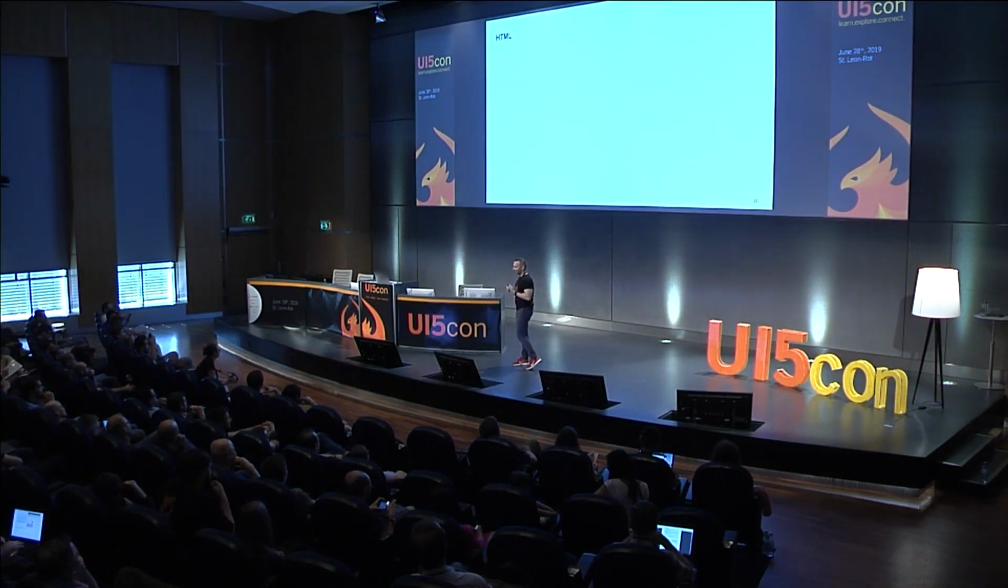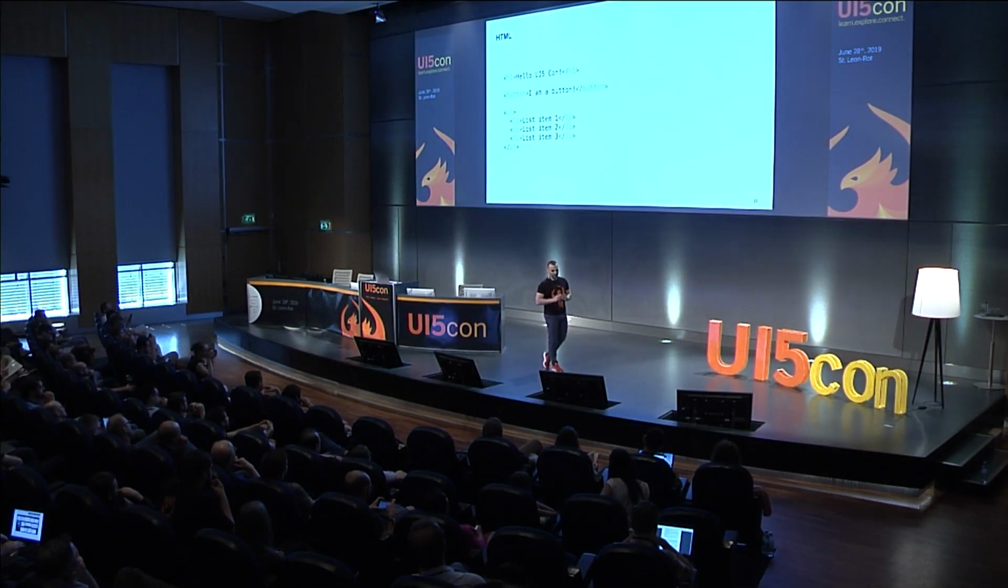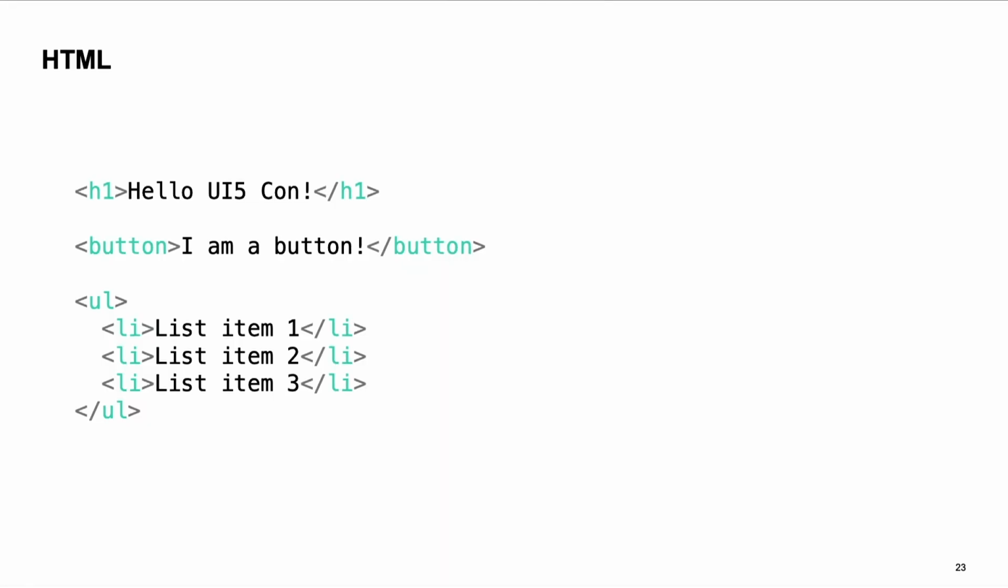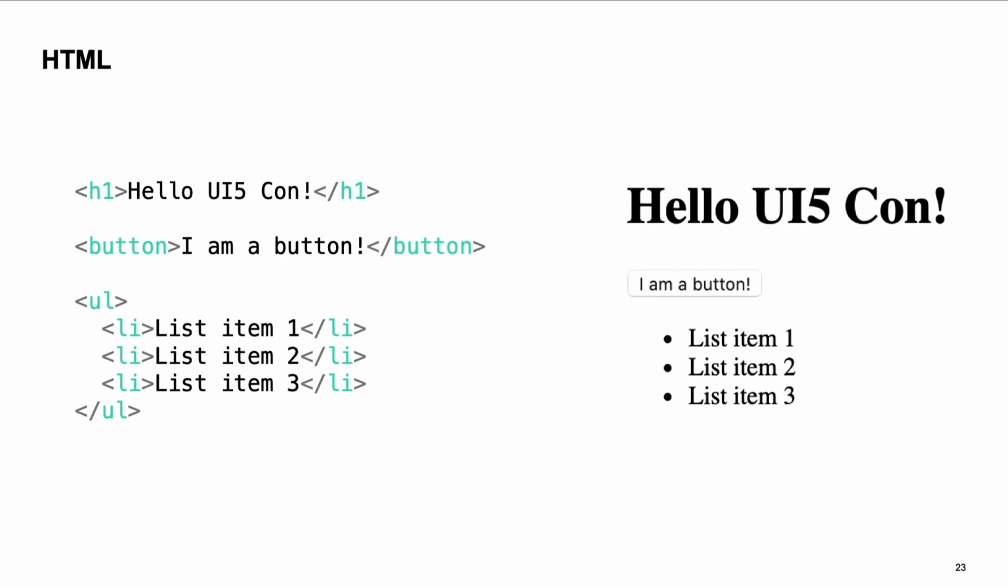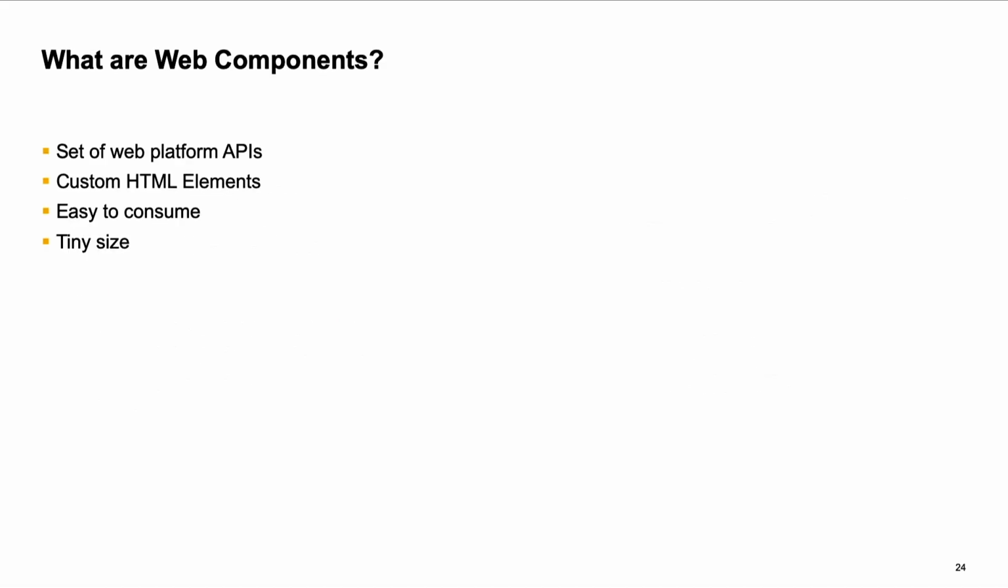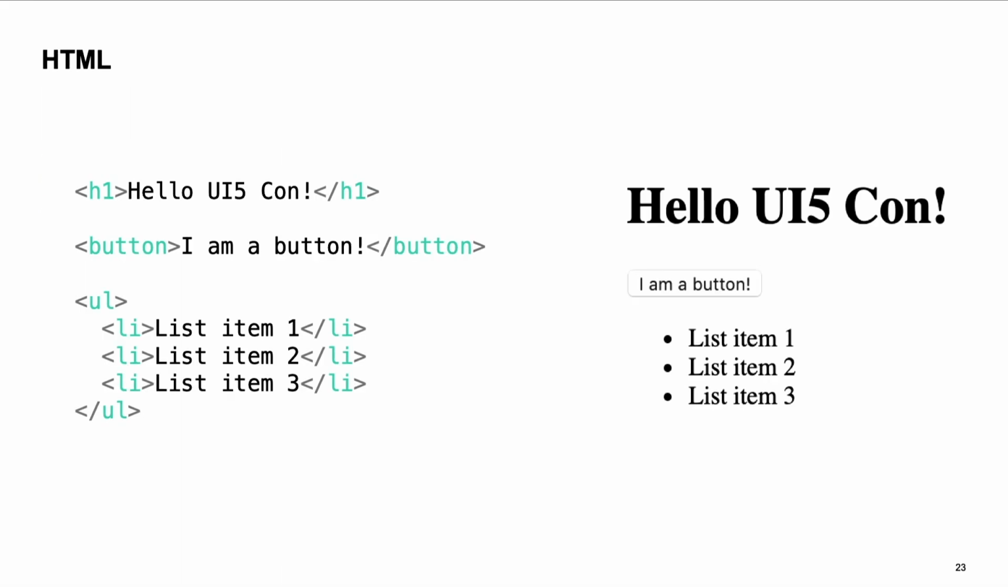So, I guess all of you are familiar with this HTML. It just renders a heading, a button, and a list with some items. In some browsers, this will probably look like this. At least in Chrome, it looks like this. In Firefox, it might differ, but it depends on the browser. So these are the default styles for this HTML. Okay, we all know what HTML is.